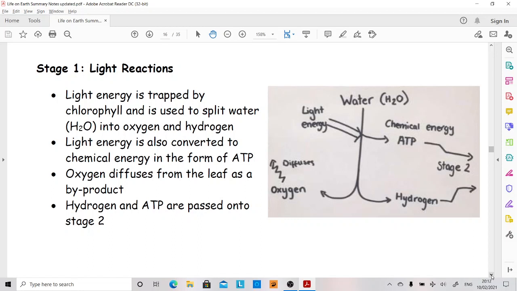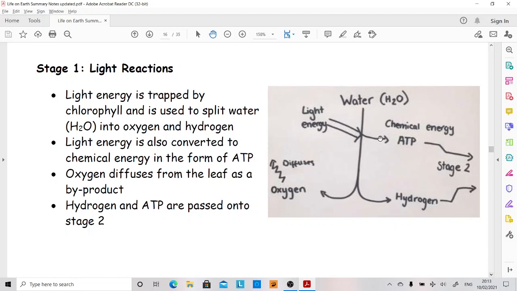The oxygen that was produced from the splitting of the water actually diffuses out of the leaf. It's described as a byproduct, something that's also made in the reaction, but wasn't the purpose of the plant doing photosynthesis. The plant's doing photosynthesis to get some sugar, get some food. Oxygen just happens to be made, so that's a byproduct, and it releases out into the air by going out through the stomata. The hydrogen from the splitting of water and the ATP are the two products that are passed on to stage 2, and you'll pretty much always get asked that in an exam. Which two products of light reactions go to stage 2?